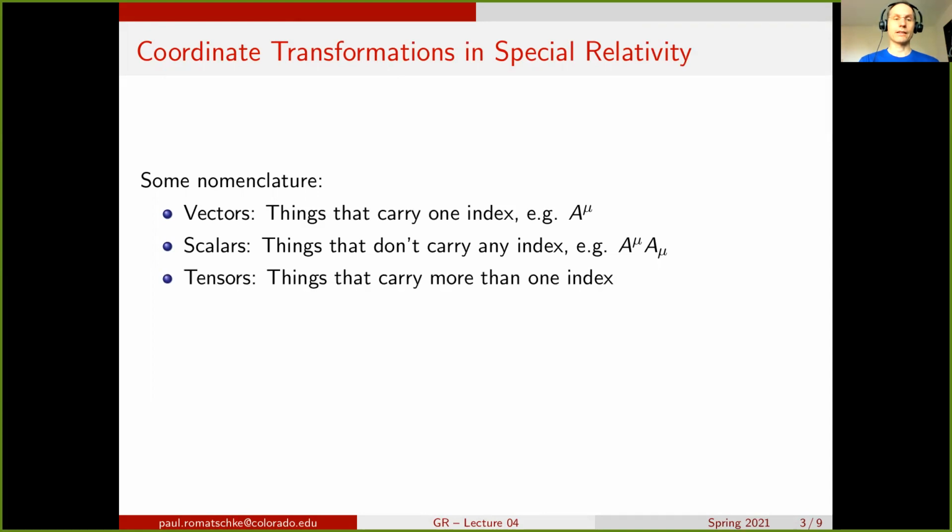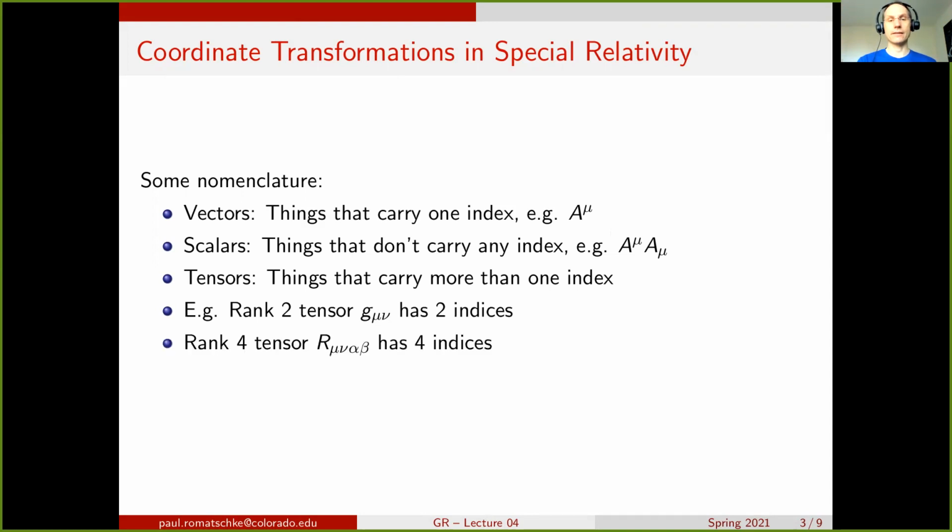So this thing doesn't carry any free indices at all, so it's a scalar. We can also think about tensors, which are things that carry more than one index. An example of a tensor is a rank 2 tensor, g mu nu, which has two indices, mu and nu. Similarly, a rank 3 tensor would be an object that has three indices. We can also think about higher rank tensors, such as a rank 4 tensor, R mu nu alpha beta, for instance. Obviously, this generalizes to arbitrary rank n tensors.